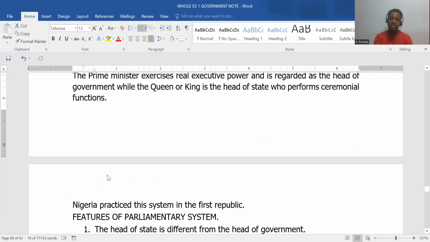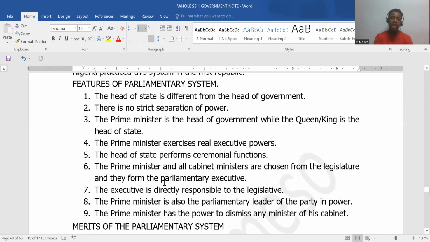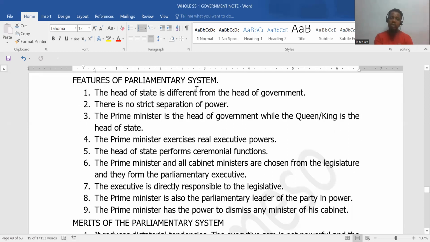So Nigeria practiced this system in the First Republic. That means between 1963 to the first military coup. That was our First Republic. Now, what are the features? The head of state is different from the head of government. That's the point. While in presidential, it's fused together. There is no strict separation of power. In presidential, there is. The prime minister is the head of government, while the king or queen is the head of state. Their function is ceremonial.